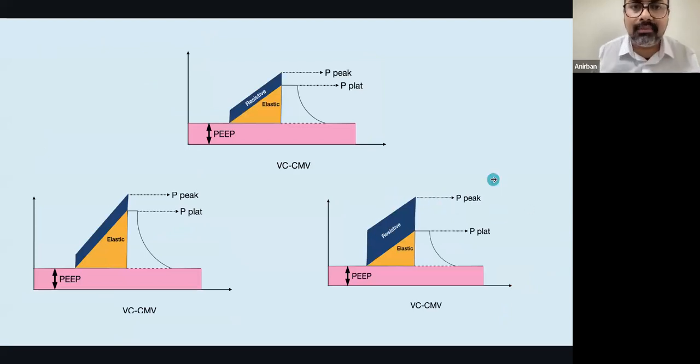So this is very important. In a normal individual, you can see that the peak and P plateau are very closely placed because the resistance is not that huge. This is a volume control breath. And this component of your pressure is because of the resistive load. And this component of your pressure is because of the elastic load.